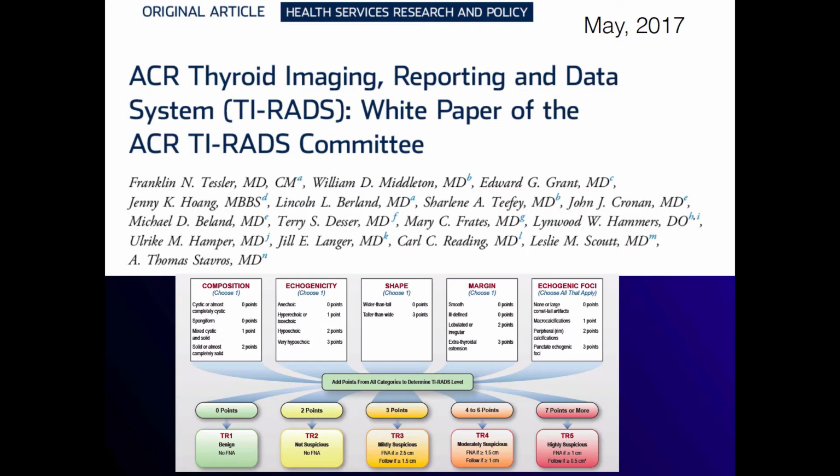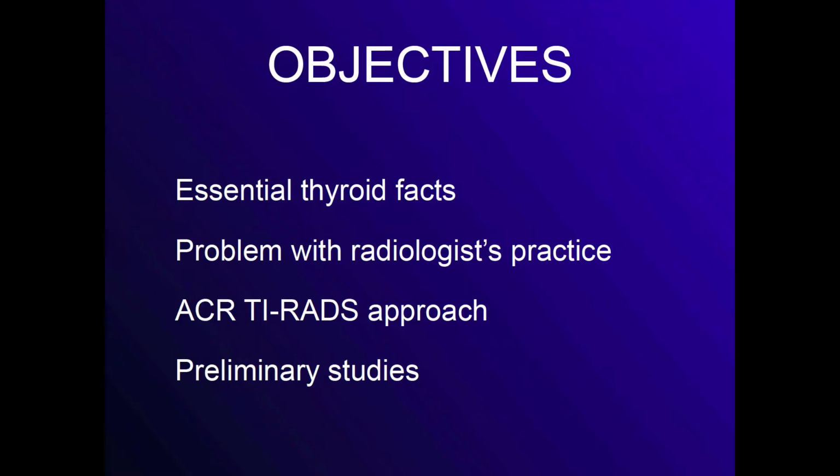So in May of 2017, this article was published, the ACR Thyroid Imaging Reporting and Data System, ACR TI-RADS white paper of the committee. And this was the paper that took I would say 2.5 years to come into fruition. And this is basically what you do with a thyroid nodule based on 5 categories of findings, whether you do nothing, whether you follow it up, or whether you biopsy it. So we'll go through this in more detail.